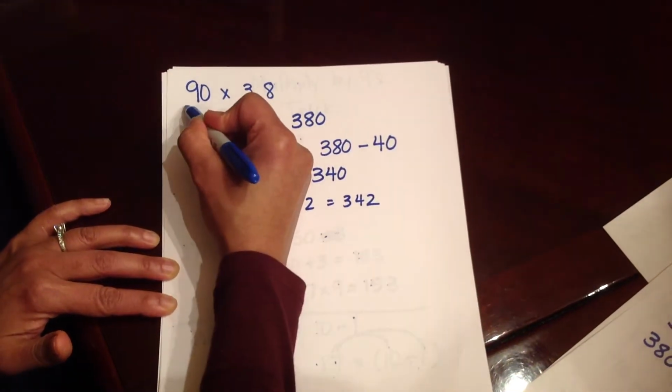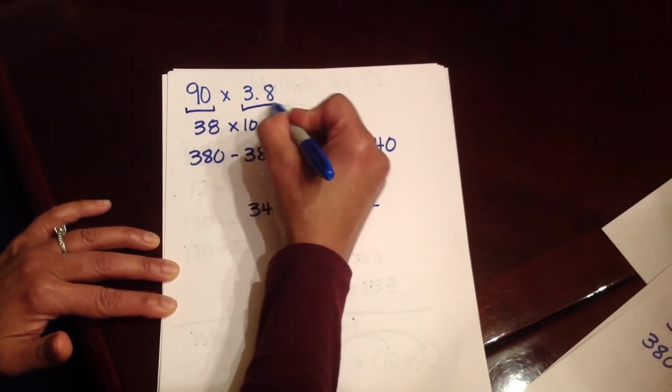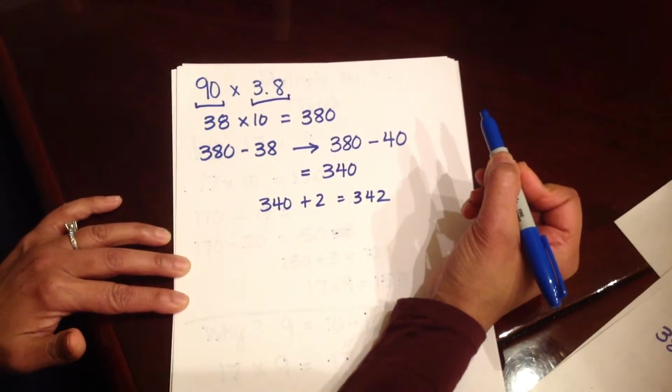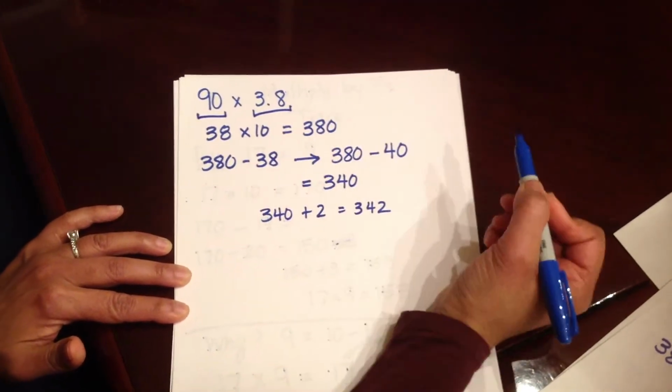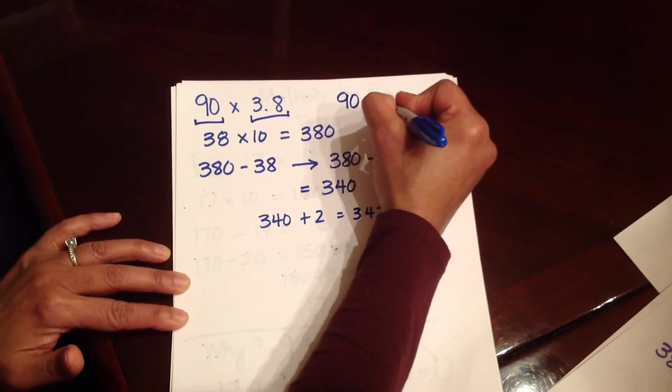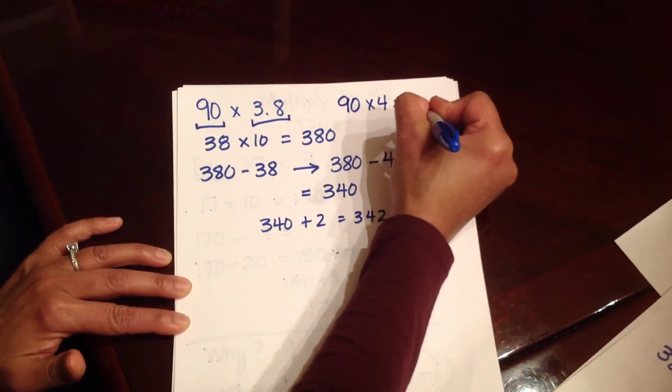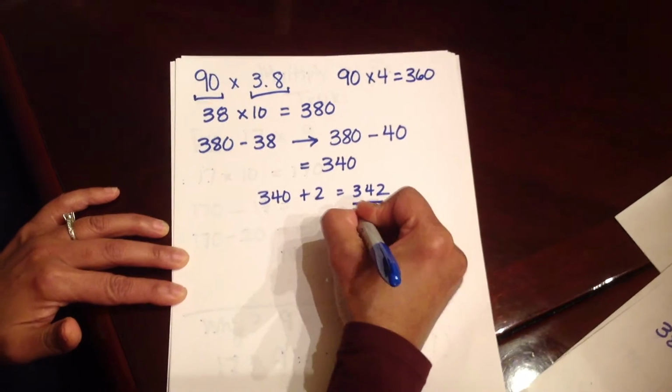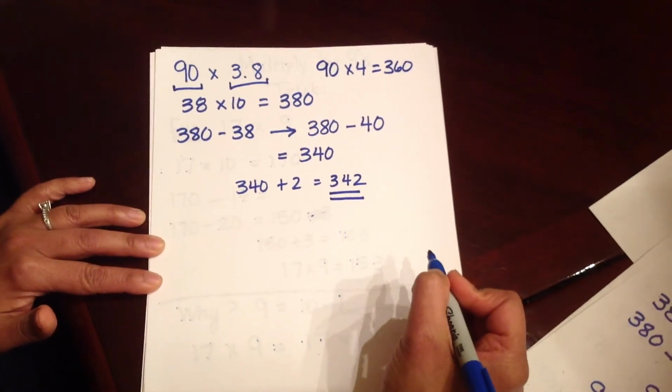Then I'm going to go back to the original problem, and I'm going to use test for reasonableness. 3.8 is close to 4. So 90 times 4 is 360. 342 would then be a reasonable answer.